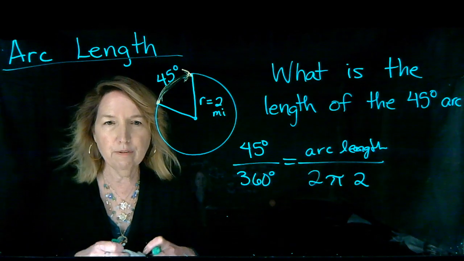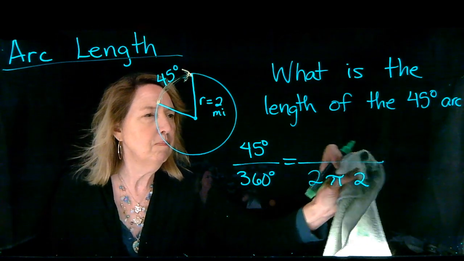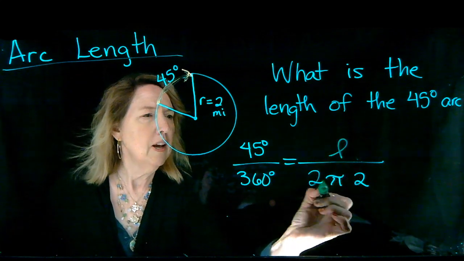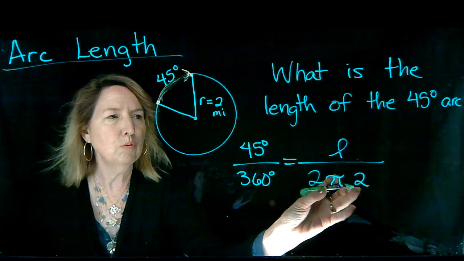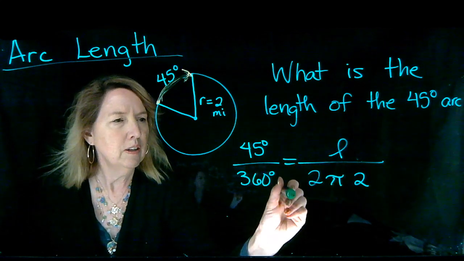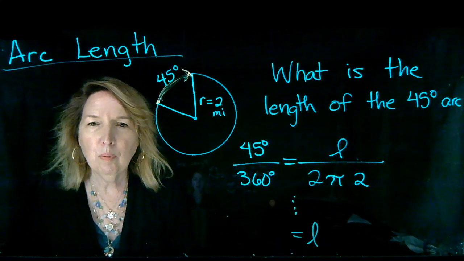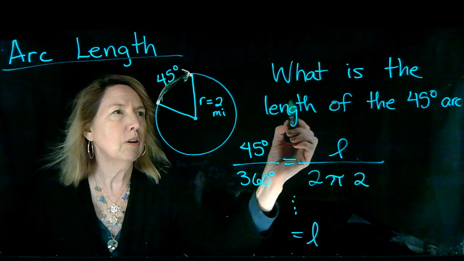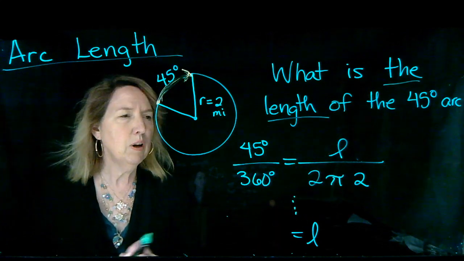Arc length is our variable. We could use an L there or an A, whatever is easy or clear. Now pi is a number. It's not a variable, so don't worry about that. If we use a little bit of algebra, we should be able to get L all by itself to answer the question, what is the length? Well, how can we do that?